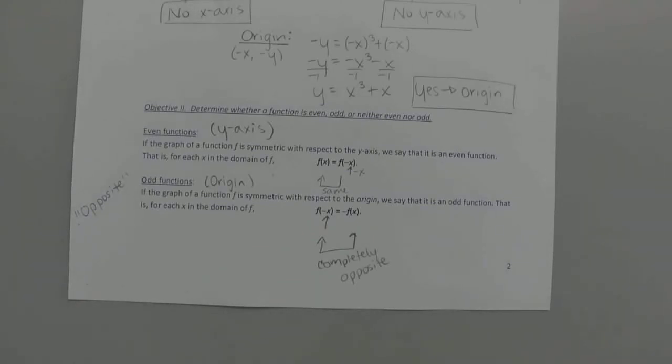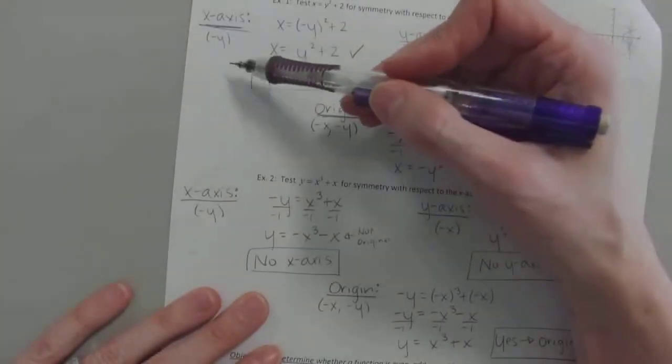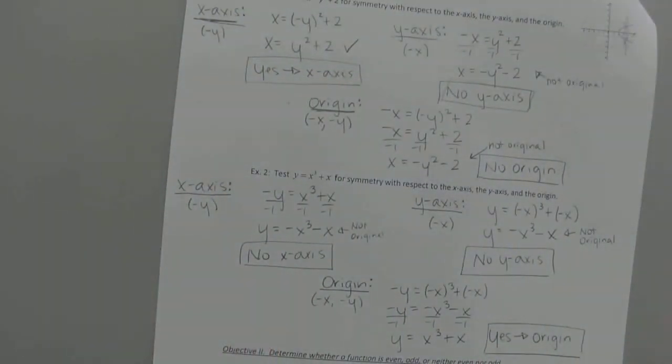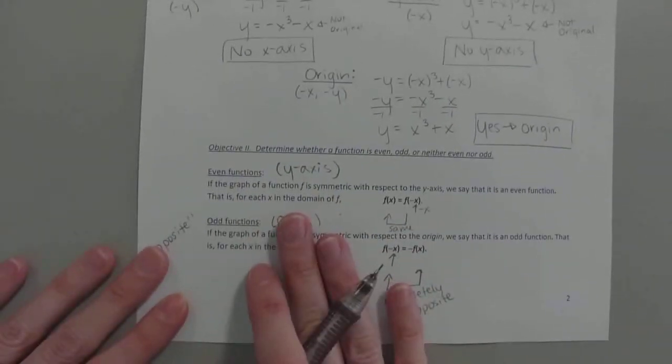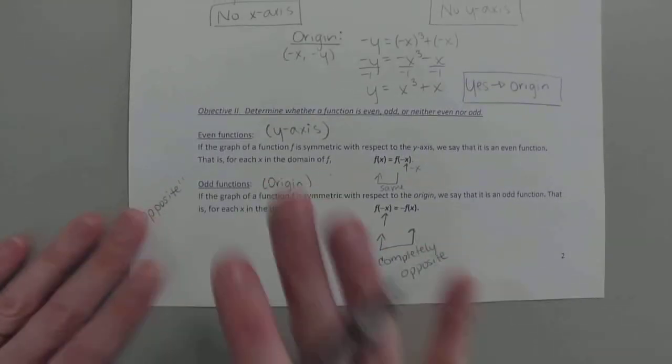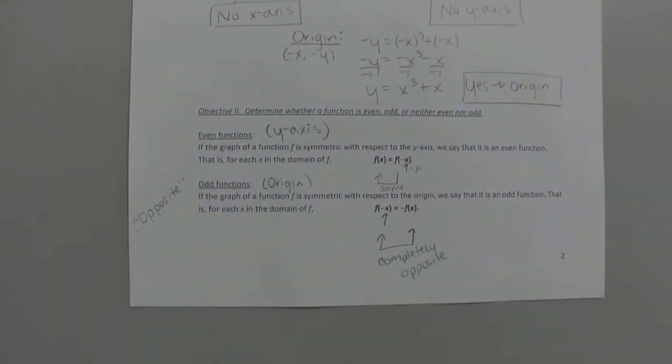So we'll do an example of each of these. Actually, I have an example of each, even, odd, and neither, okay? So you can see that sometimes it'll happen, sometimes it won't, all right? What's kind of nice about testing for even and odd is you do the same thing no matter what.